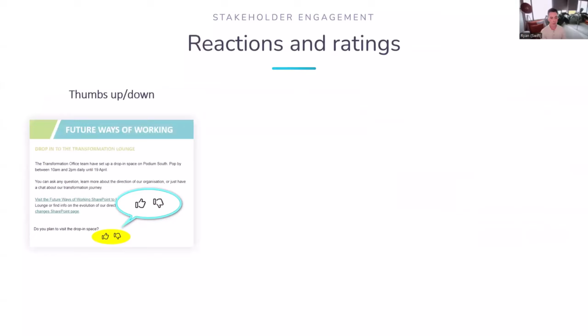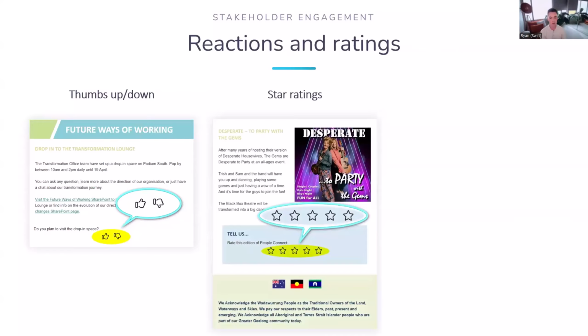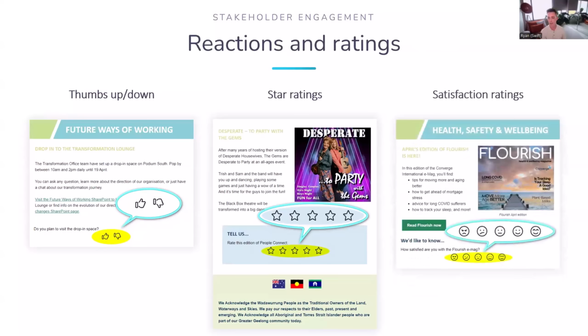So the thumbs up, thumbs down widget is quite a popular one. You could ask your audience if they enjoyed that article or would they like to see more content like this, thumbs up, thumbs down. Star ratings, they could rate the overall newsletter itself or edition or different articles as well. And then satisfaction ratings here.